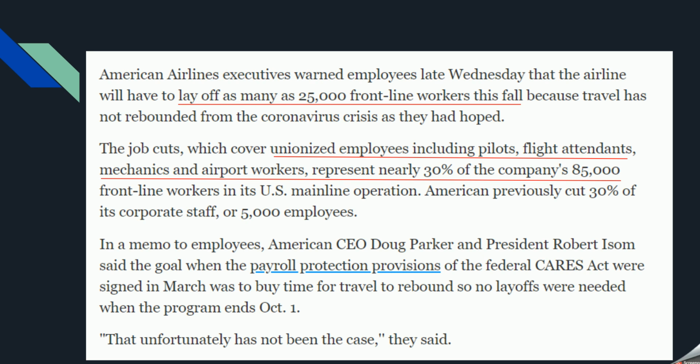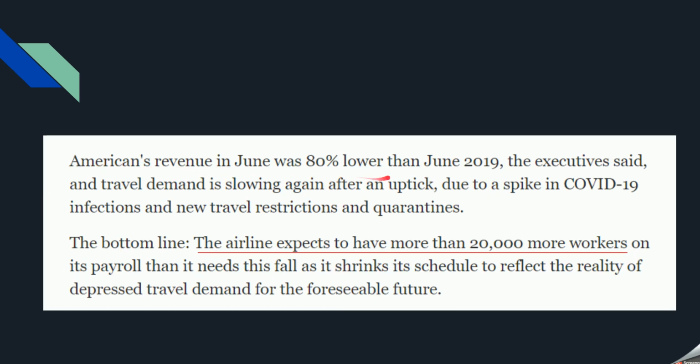American Airlines executives warned employees late Wednesday that the airline will have to lay off as many as 25,000 frontline workers this fall because travel has not rebounded from the coronavirus crisis as they hoped. The job cuts, which cover unionized employees, including pilots, flight attendants, mechanics, and airport workers, represent nearly 30% of the company's 85,000 frontline workers in its U.S. mainline operation. American previously cut 30% of its corporate staff, or 5,000 employees. American's revenue in June was 80% lower than June 2019. It's 80% lower than last year, the executive said, and travel demand is slowing again after an uptick due to a spike in COVID-19 infections and new travel restrictions and quarantines in place.